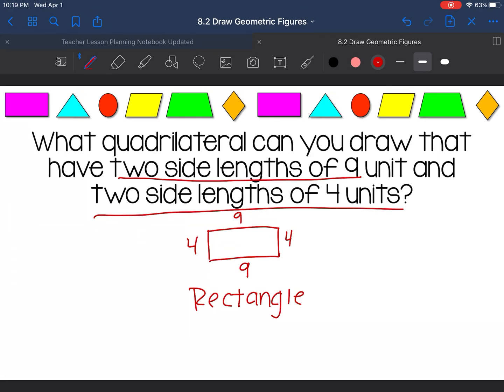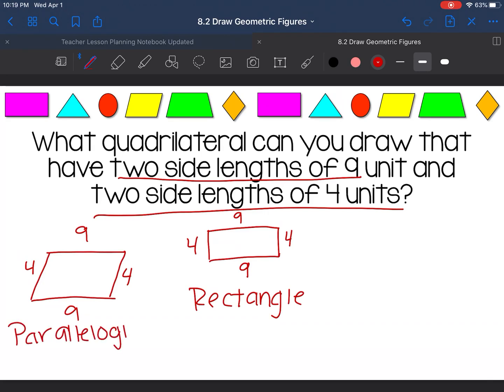All right, well, let's see. Let's think about this one. I can also draw it like my sandbox like this. What shape was that? A parallelogram. My handwriting on that one was awful. All right, was there any more shapes out there where I had 2 sides that were the same and 2 sides that were the same?